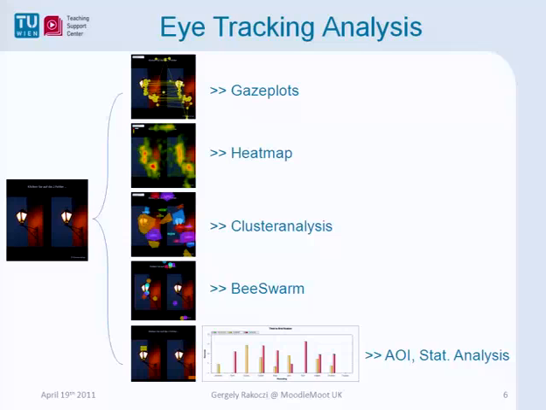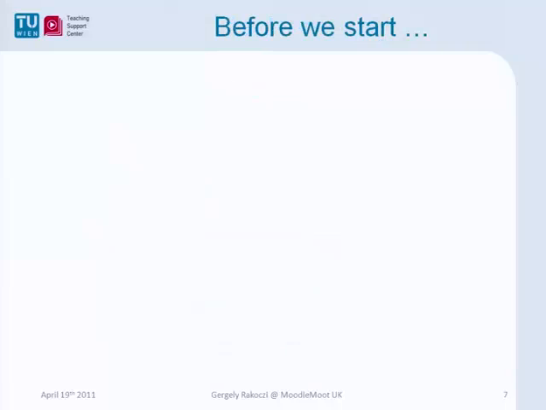Cluster analysis shows, okay, 70%, for example, of the students have been there and just 20% here. Bee swarm analysis shows you, for example, at a certain point of the study where the students were looking. So here you can say after 5 seconds, 5 students have been there, 6 have been there, just 2 have been at the bottom, and so this is a good way if you are investigating, and also statistics.